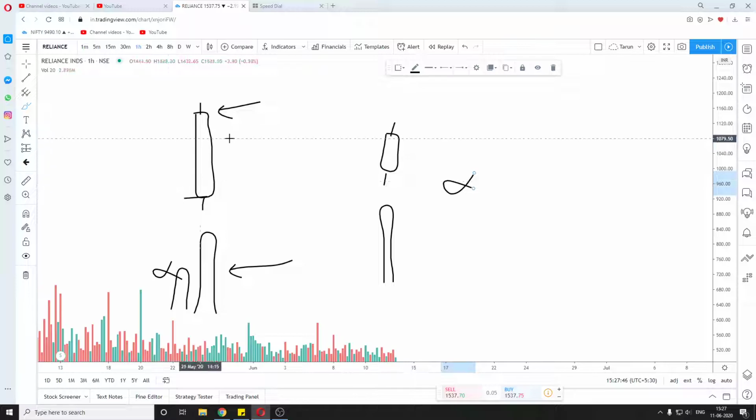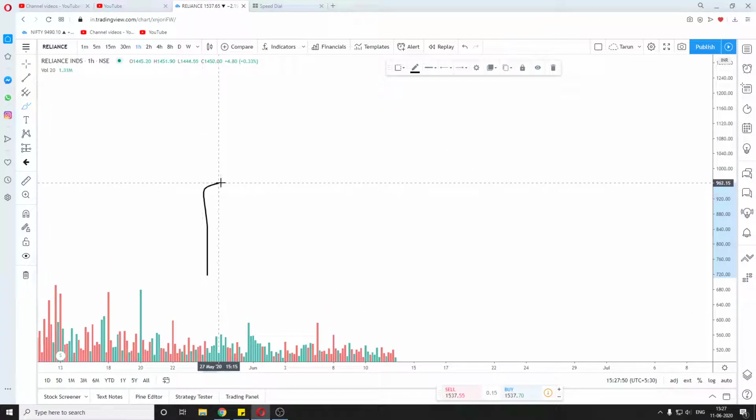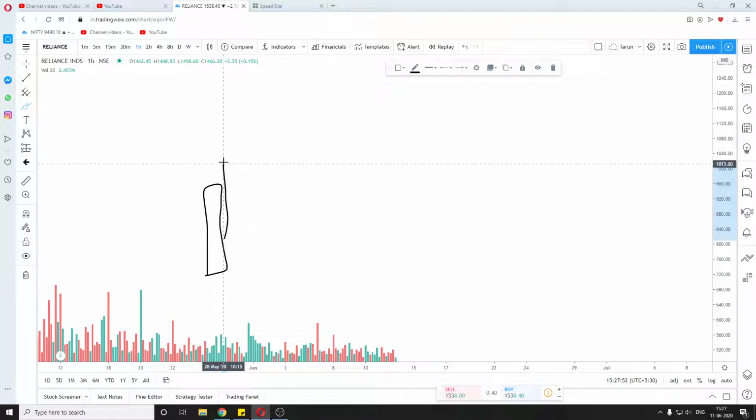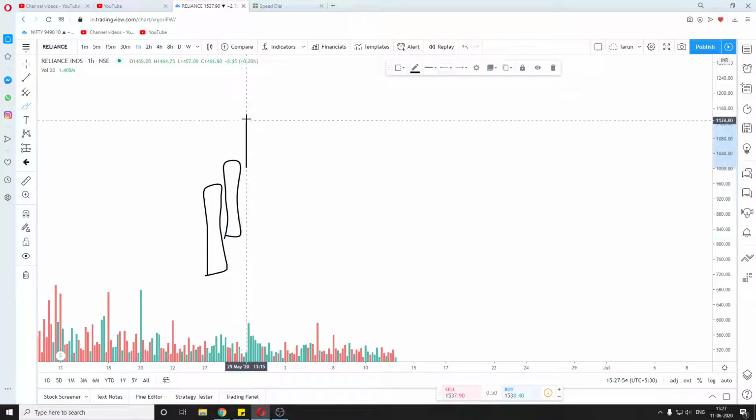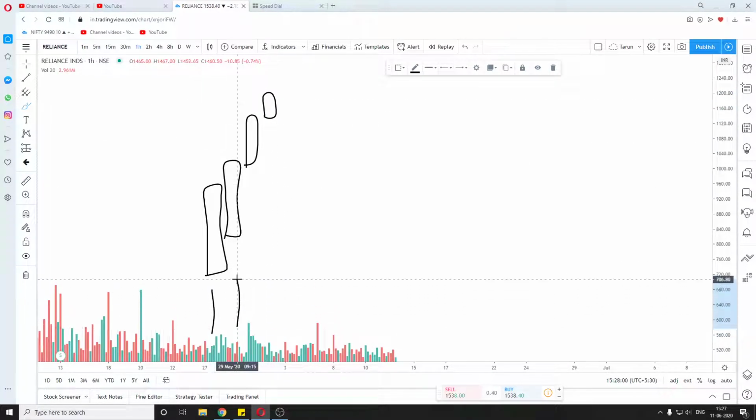So what can this mean? For example, we have an uptrend and we have candles forming like this, and then we finally have a candle here and the volume is something like this.